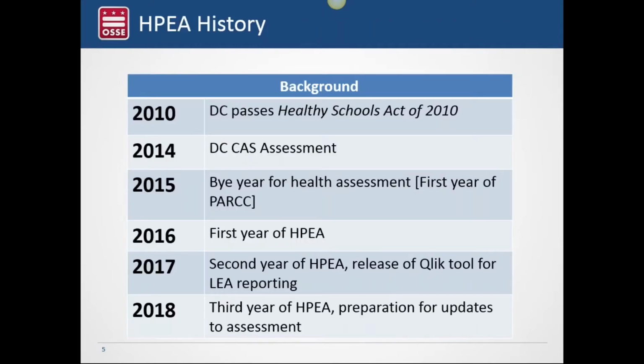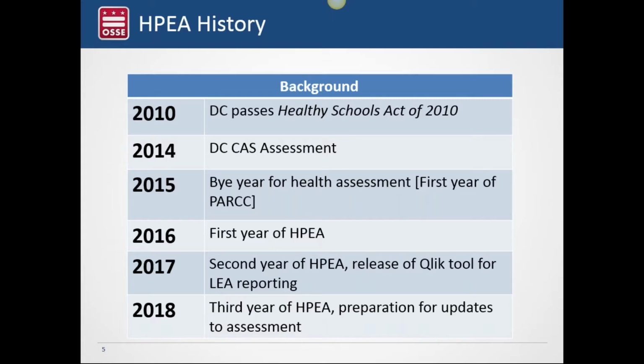A bit of history about the HPEA. This is kind of a high-level timeline of the work that we've done together with LEAs to assess student performance. So in 2010, the Healthy Schools Act was passed. In the 13-14 school year, health and PE assessments were a part of DC CAS. In 2015, PARCC testing rolled out, and so OSSE instituted a bi-year for the health and PE assessment to allow schools to focus in on administering PARCC. The 2016 school year, the new health and PE assessment was administered.